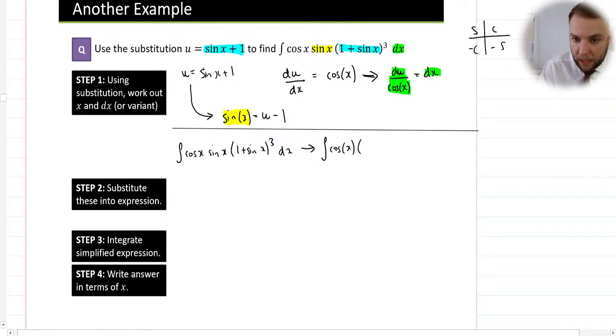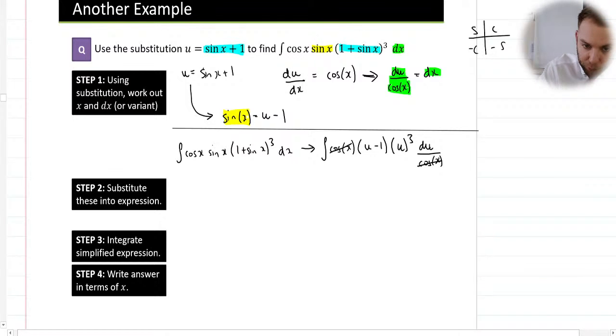Which is going to be u minus 1, so times by u minus 1, times by the 1 plus sine x, which is the blue part, which is just equal to u, so that's going to be u cubed, like so. And then the dx is the green part, which is du over cos of x. Now, at this stage, you can see that the cos x actually cancels. So we didn't need to worry about that one there because it cancels there like so.